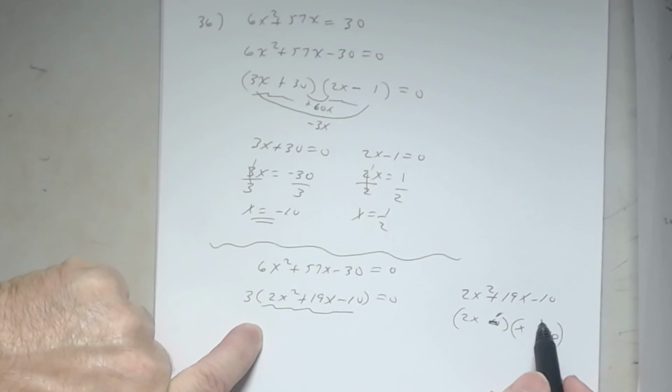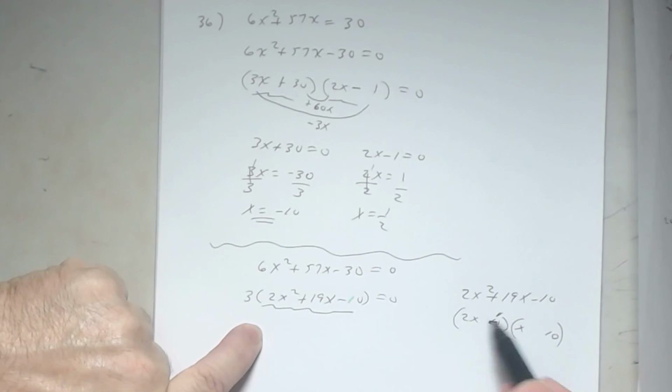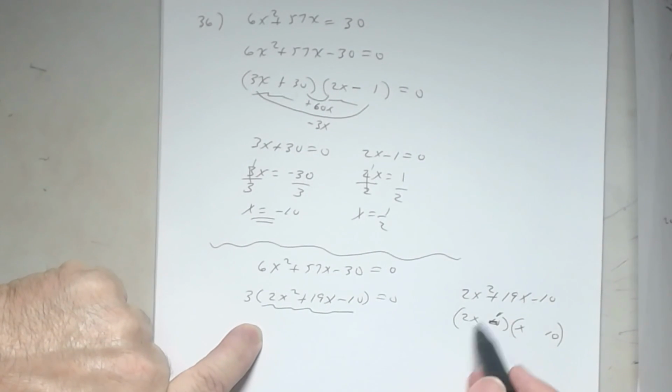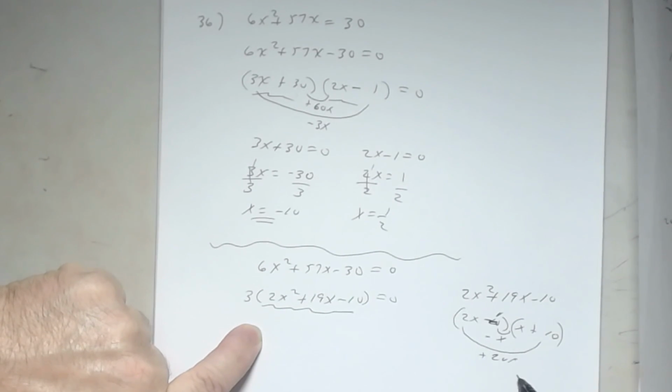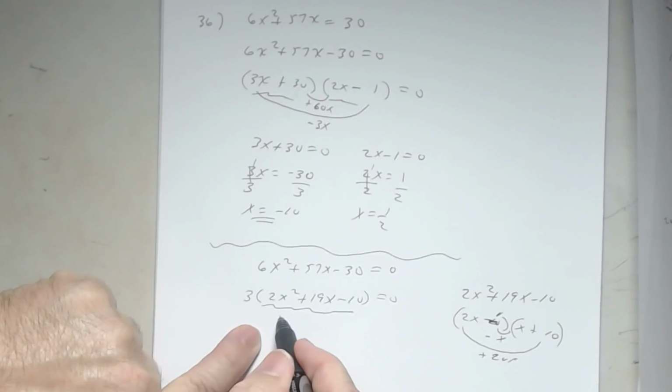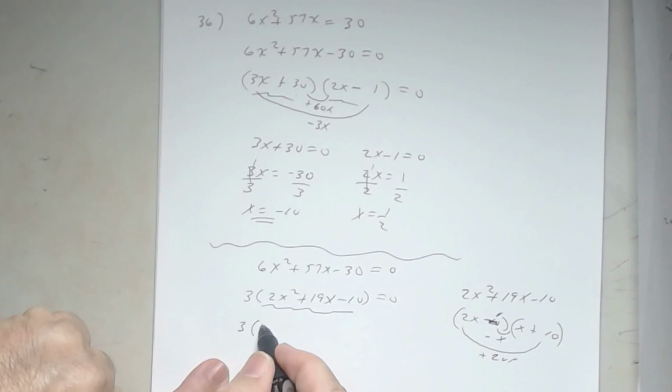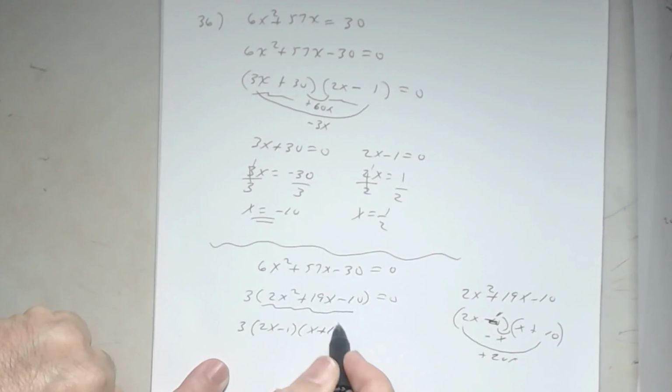And then the last sign's negative. That means these signs in here are different. I just got to look at the outer and the inner. What's the outer? 20x. What's the inner? x. When I subtract, do I get the 19? Yes. So that means this has to be positive, this has to be negative, which means this is positive, this is negative. So I'm going to rewrite this here. So I get 3 times 2x minus 1 times x plus 10 equals 0.